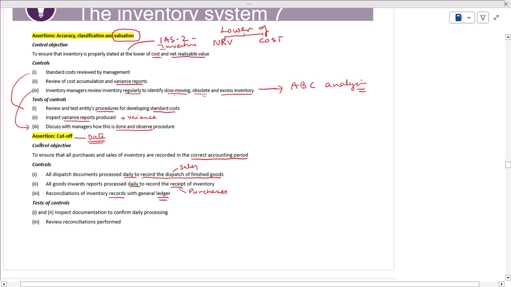Inspect documents to confirm that it is processed on a daily basis. And once you are doing this, definitely there will be a reconciliation. Review the reconciliation. Now, in every concept, there is a reconciliation.